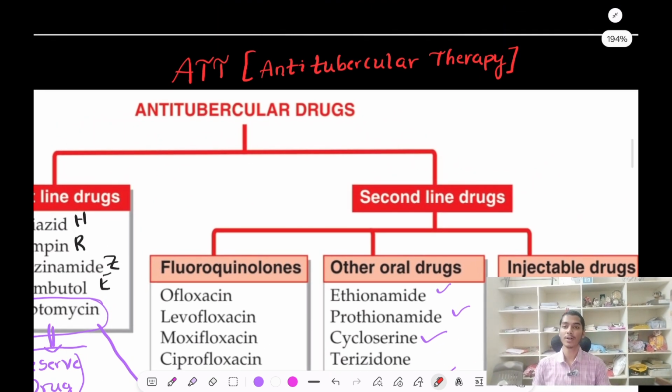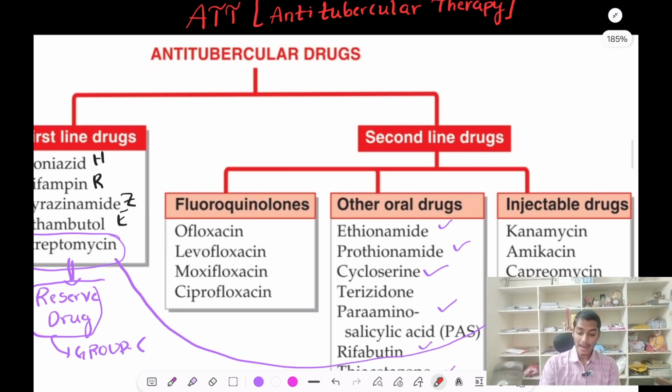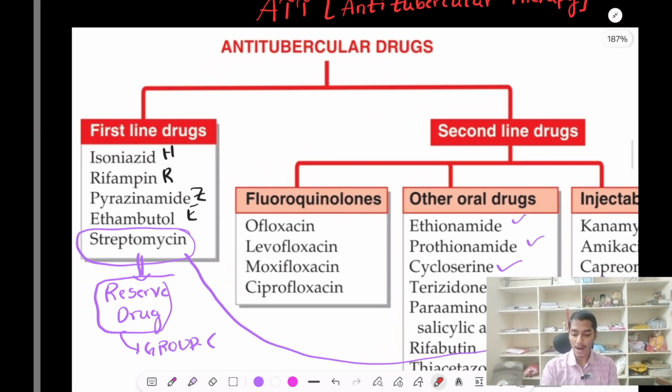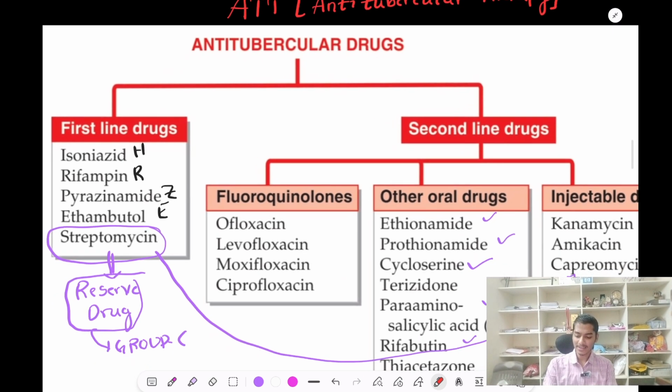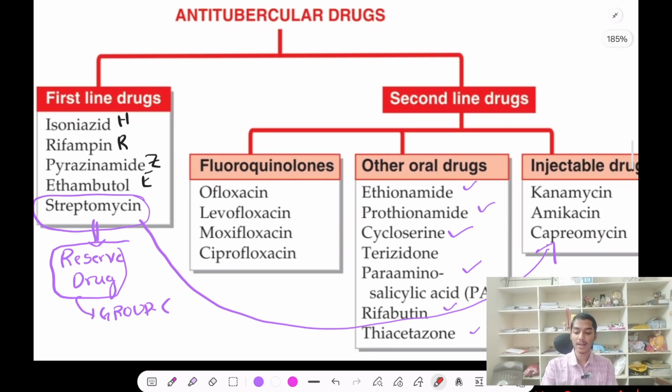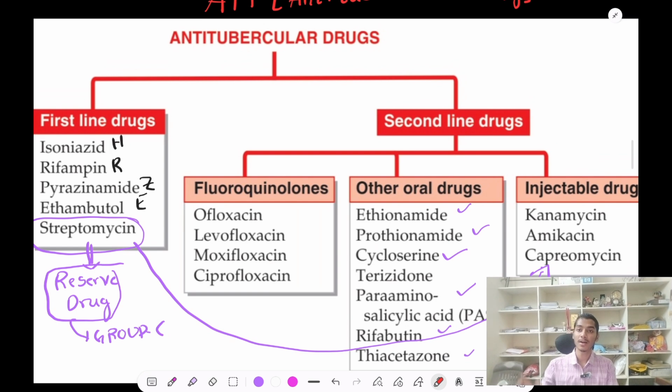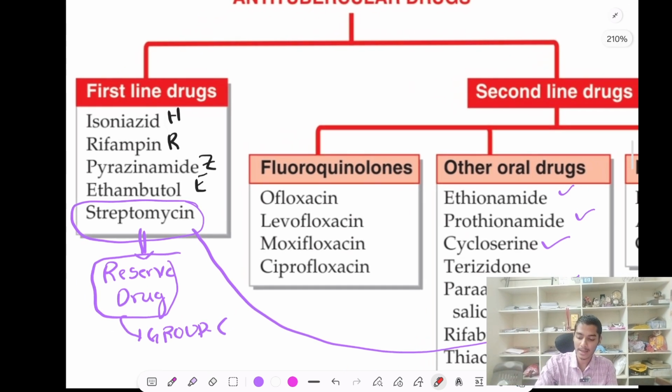So we are now going to discuss the pharmacology aspect, or the anti-tubercular therapy. So let's dive into it. So you can see it's anti-tubercular drugs. I have taken this image from KD Tripathi. We have the first line drugs and second line drugs. First line drugs are HRZE as mentioned here clearly, that is isoniazid, rifampicin, ethambutol, pyrazinamide, streptomycin.